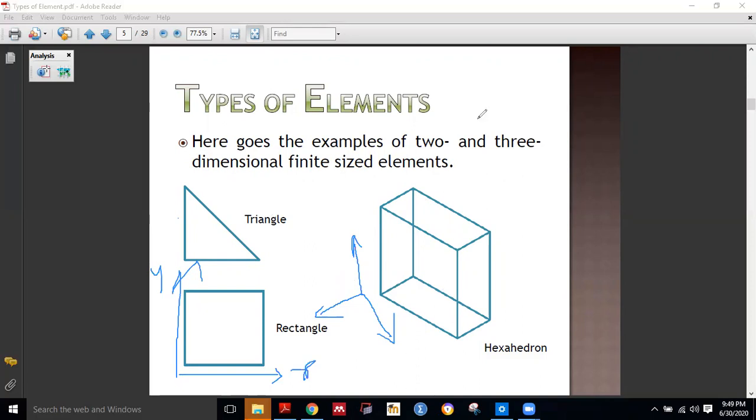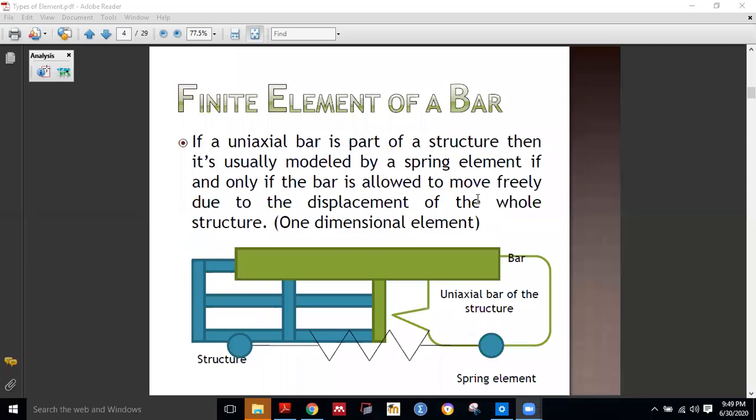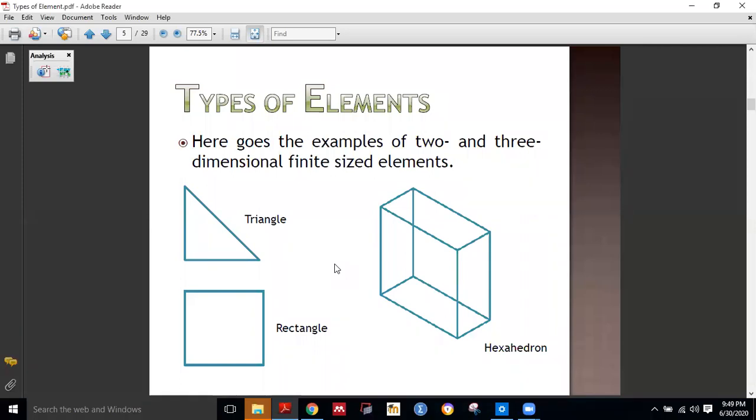I will tell the differences between these three in these slides also. The first slide shows the spring element. It is having only one direction, only one dimension, and it is having some cross-sectional area which is uniform. Now, secondly, I am explaining repeatedly because this is a very basic concept. Then next one, the triangle and rectangle. The triangle is having two dimensions.